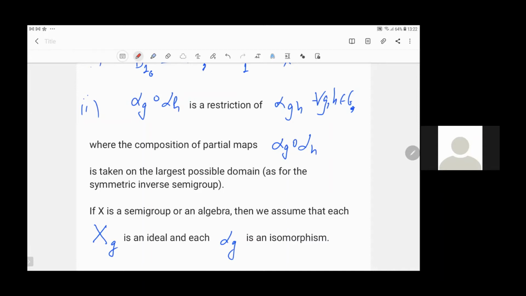In this case of semigroups or algebras, there is a class of partial actions which is important for us. This is the case when each ideal X_g is generated by a central idempotent. So in this case, we say that the partial action is a unital partial action. So each X_g is a unital algebra or unital semigroup, a monoid.